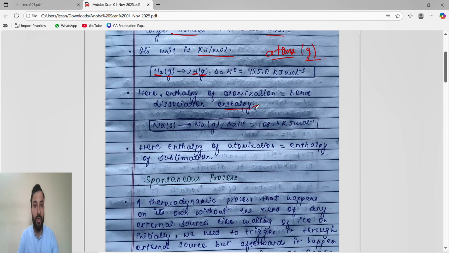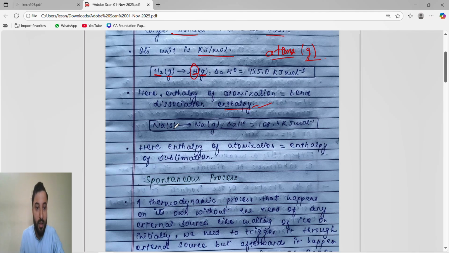So here what we are doing: the bond of the H2 molecules is broken down into hydrogen atoms. So in this case we will say enthalpy of atomization is equal to bond dissociation enthalpy, or bond dissociation energy, which is the energy required to break the bond. The bond of the molecules will break down into atoms.